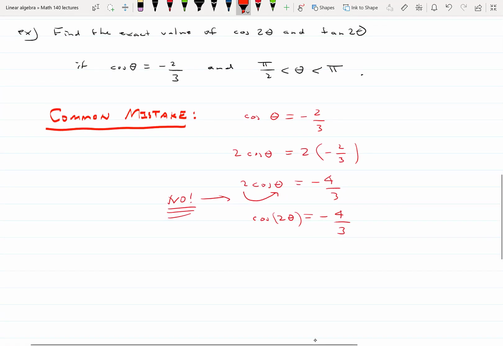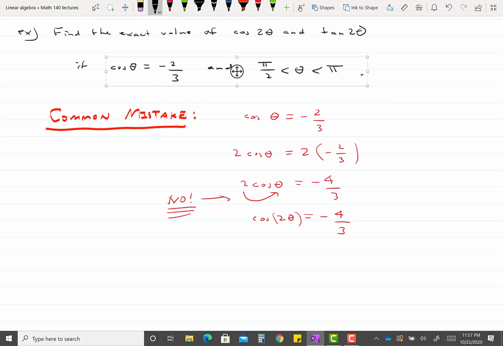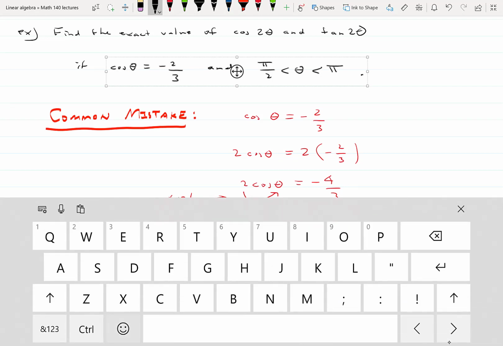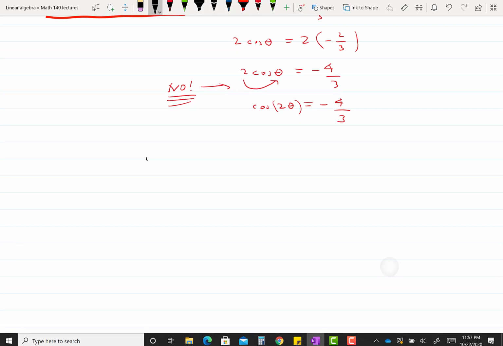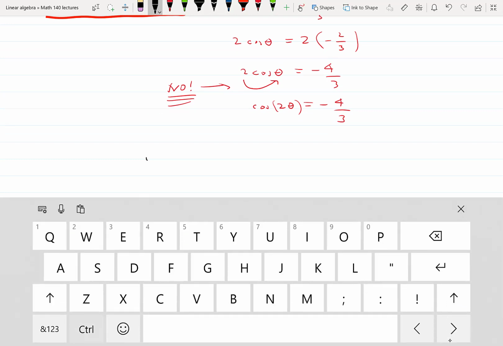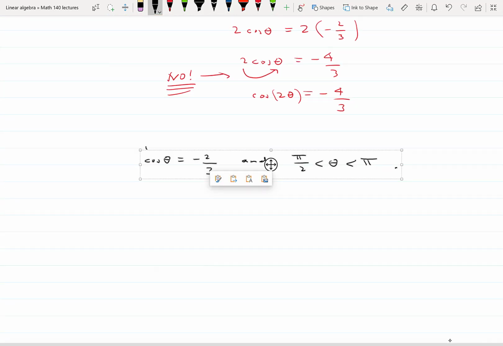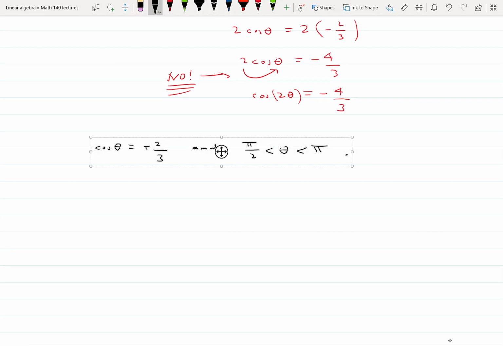So let's do this the correct way. Back to our given information. Our given information was that the cosine of theta equals negative 2/3, and theta's in quadrant 2. I'm just moving it down here. Okay, so we can actually begin the problem. Here we go. Okay, so let's do it.